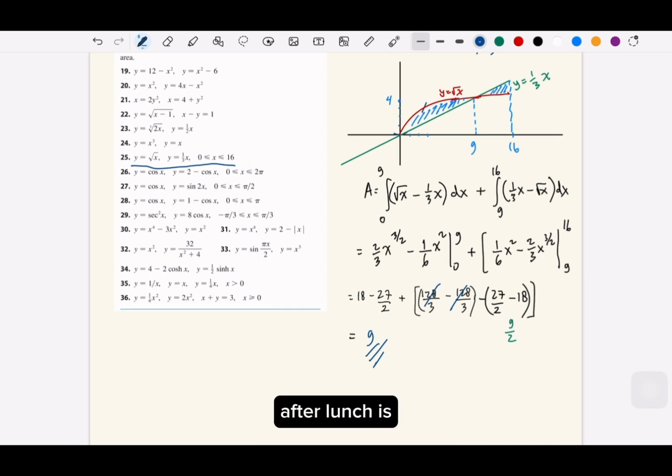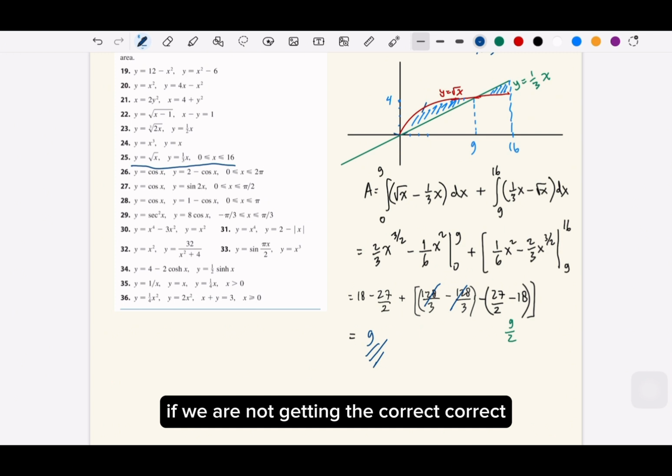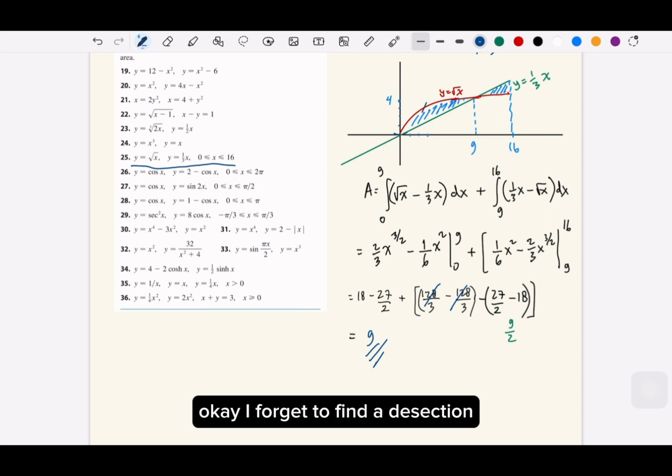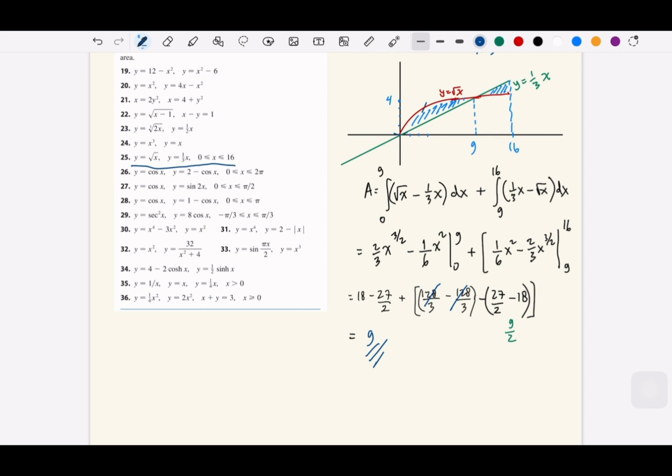After lunch it is difficult to compute. Okay. So as you can see, if we are not getting the curve correct, we get the wrong conclusion, like I did. I forgot to find the intersection.